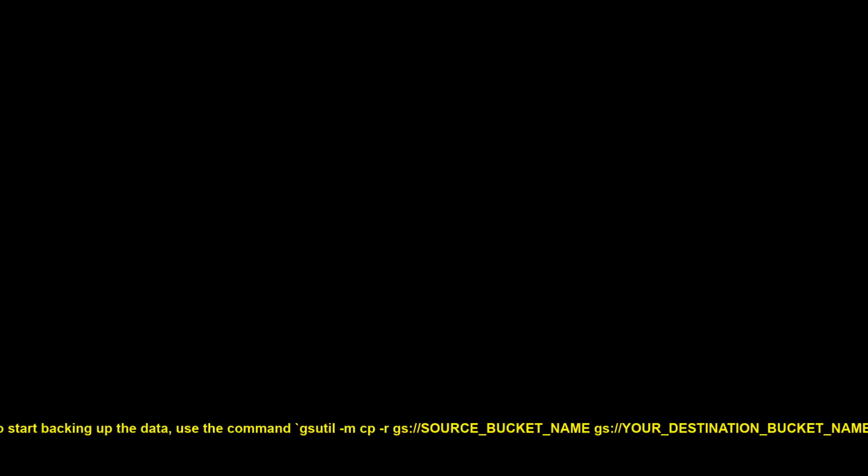To start backing up the data, use the command gsutil -m cp -r gs://source_bucket_name gs://your_destination_bucket. Replace source_bucket_name with the name of the bucket you're backing up. The -m flag allows for parallel uploads, speeding up the process. The -r flag ensures that the copy operation is recursive, including all nested files and directories.